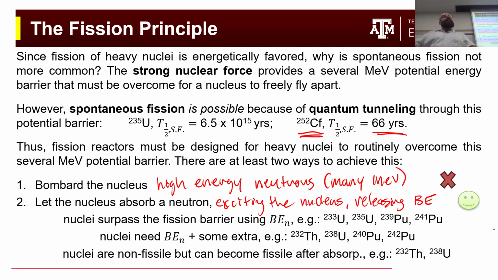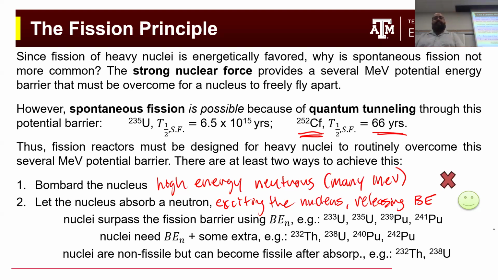We don't really use high energy fast neutrons. We just get that neutron to an energy where it's very likely that it gets absorbed in the nucleus. That excites the nucleus and gets it over that potential barrier to allow it to fission and release its binding energy.